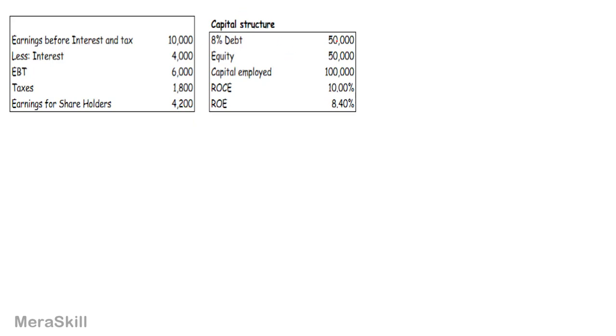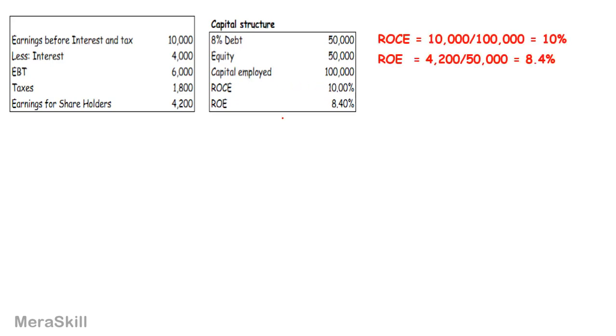Capital structure: you have a debt of 50,000 and an equity of 50,000, a total capital employed of 100,000. Now, what is the return on capital employed? 10,000 is the earnings, 100,000 is the capital employed. The return on capital employed is 10%, right?